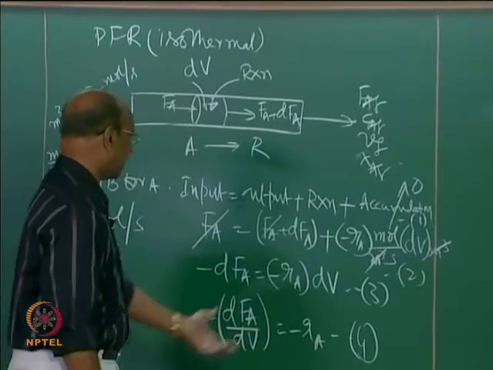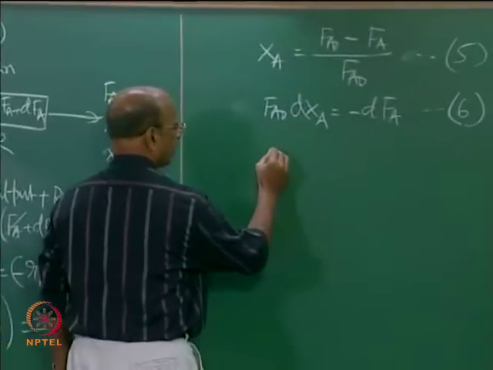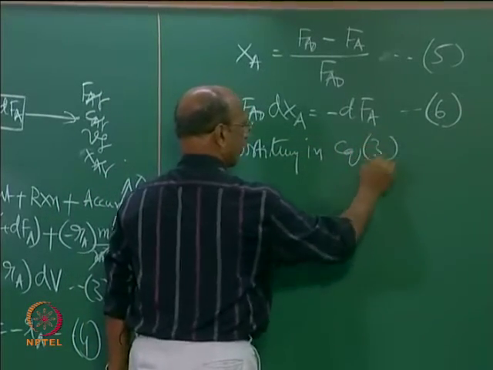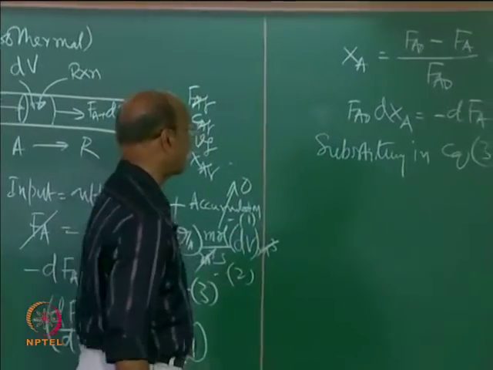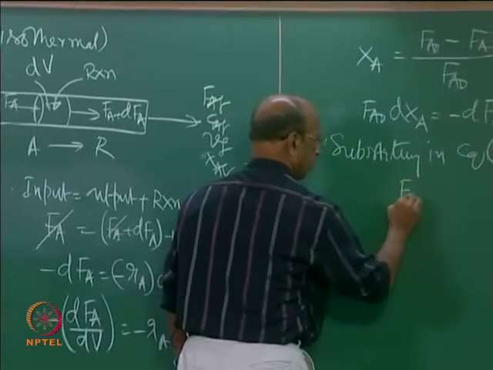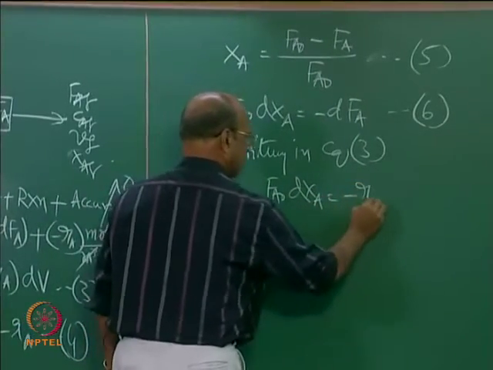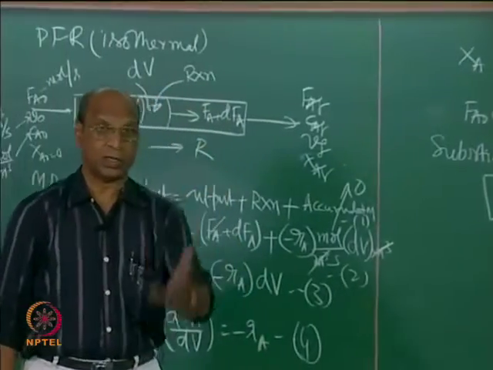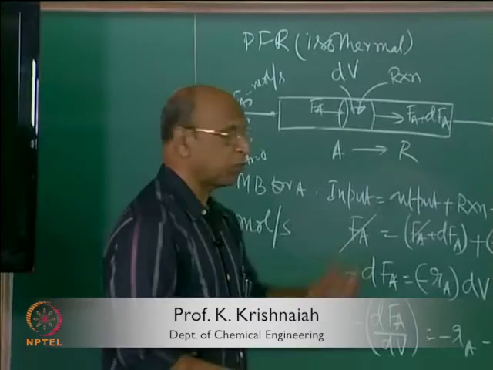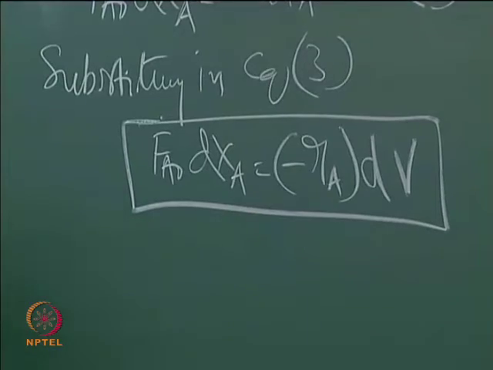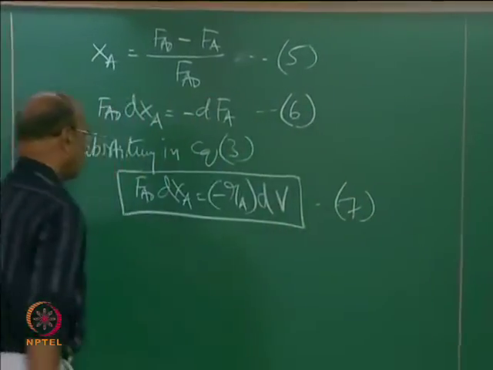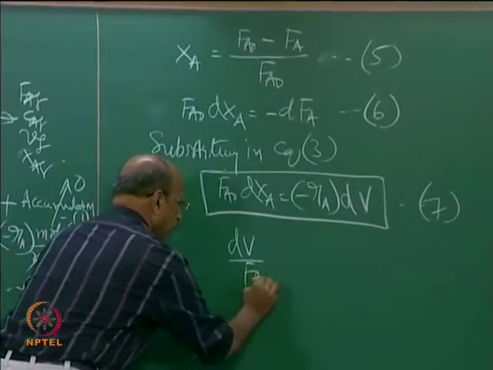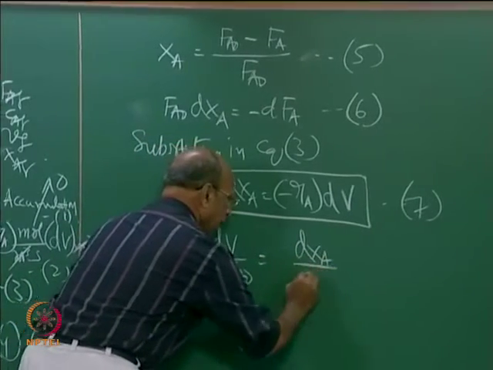Now substitute equation 6 in equation 3. What do you get? FA0 dXA equal to minus rA dV. This is the basic equation which we use many times, particularly for non-isothermal systems, in differential form. This is the design equation in differential form. Now we can integrate this. When integrating, we rearrange it as dV by FA0 equal to dXA by minus rA.